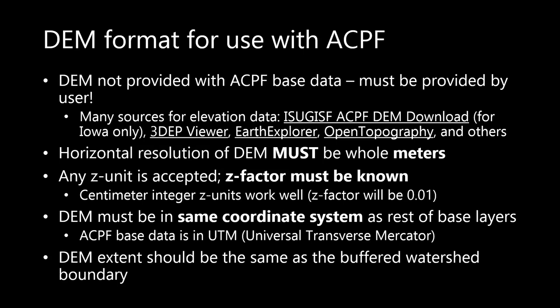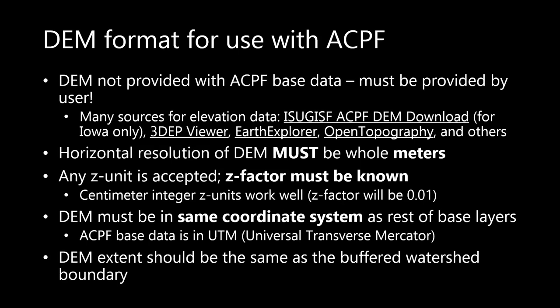meters. You also need to be aware of your Z units, and this will not be contained in the layer properties, only in the metadata. The ACPF can handle any vertical units as long as a Z factor is provided. The Z factor is a conversion factor where it is the number of horizontal or XY units within the Z unit. So for example, if you had a meters horizontal unit but then a centimeter Z unit, your Z factor is going to be 0.01. That is the number of meters that fits into a centimeter. The ACPF does tend to work better if the Z units are in centimeters. It just reduces storage requirements and any issues with quantization.